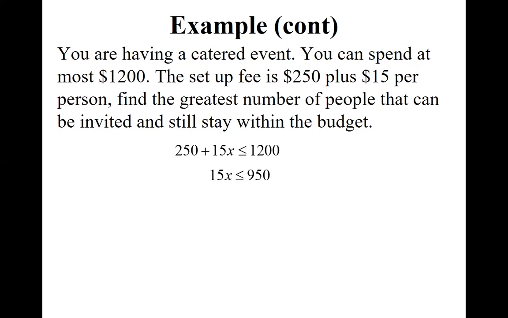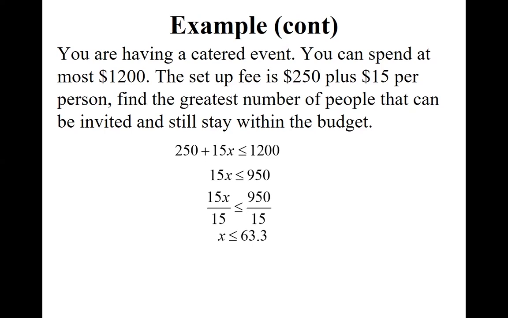We want to get the x by itself. We want to get rid of multiplying by 15. That means we are dividing both sides by 15. And when we do that, we are left with x on the left, and then 950 divided by 15 gives us about 63.3 on the right.